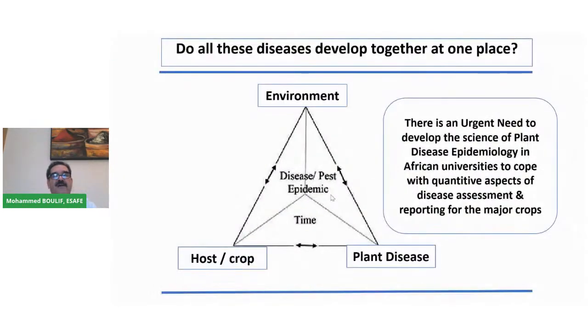Very good. So now we may ask a very pertinent question. Do all these diseases develop together at one place? The answer is no. Fortunately for us, the disease only develops when you have a susceptible host and the plant pathogen present, together in a very conducive environment. That's how you can get disease. And this is known as the disease triangle in plant pathology and plant epidemiology.